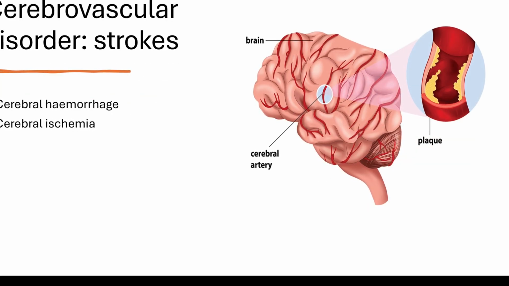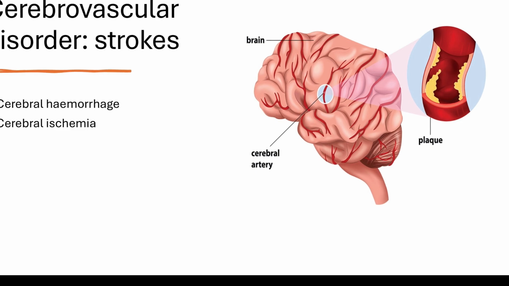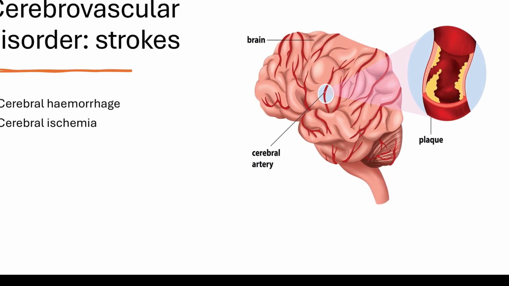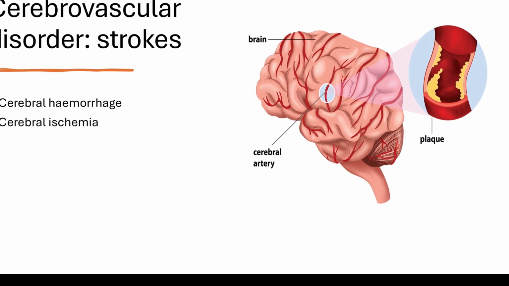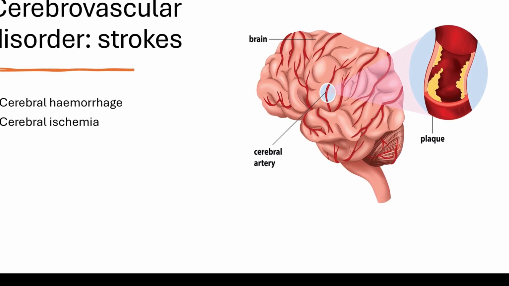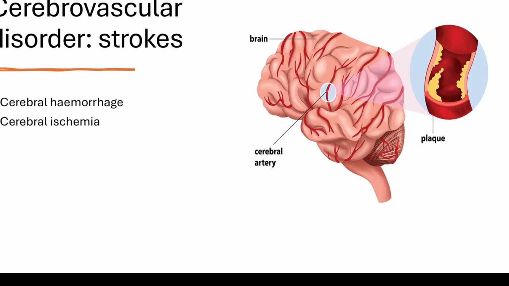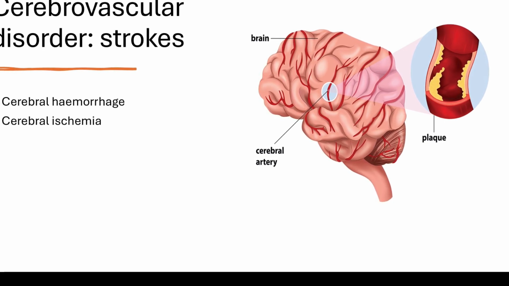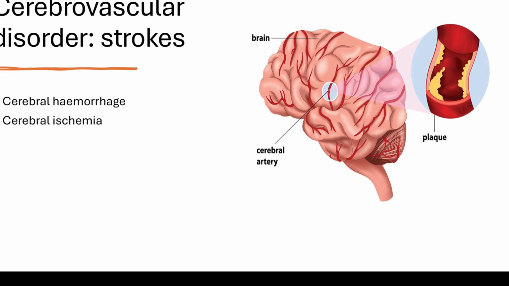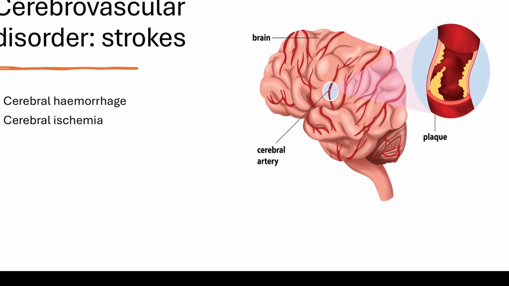Cerebrovascular disorder is the cause of strokes. There are two types: cerebral hemorrhage and cerebral ischemia. Bleeding in the brain is known as cerebral hemorrhage. When a blood vessel ruptures, the blood seeps into the brain. Bursting of an aneurysm is a common cause of intracranial hemorrhage.